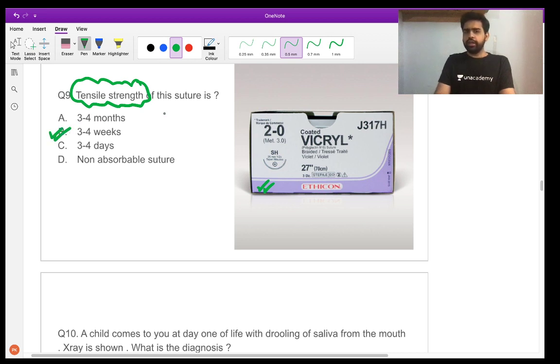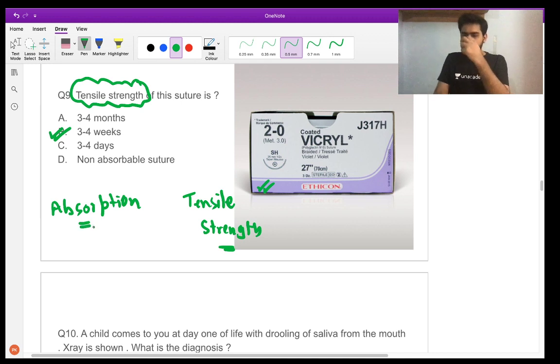Now, how much time does it take to completely absorb the vicryl suture? Okay, so do you guys understand there is a difference between absorption time and tensile strength? Okay, so there is a difference between absorption time and tensile strength. Now what is the basic difference between this? So absorption time means for how much time the suture is actually physically present in our body. Okay, so those sutures which are absorbable sutures have something which is called an absorption time. What do you understand by the absorption time? How much time is it taking for the suture to get absorbed from our body?